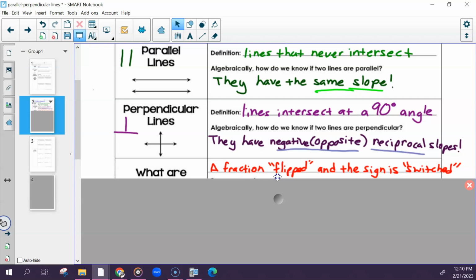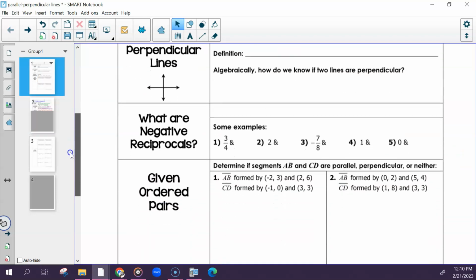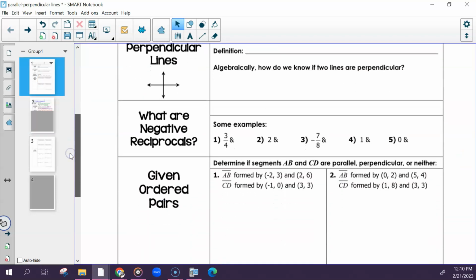Anyone still need these definitions? If I missed your hand, I can come back.